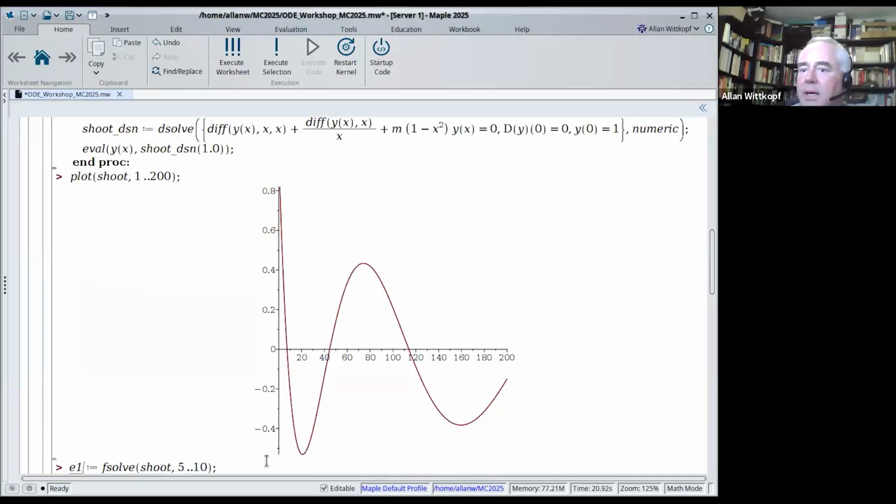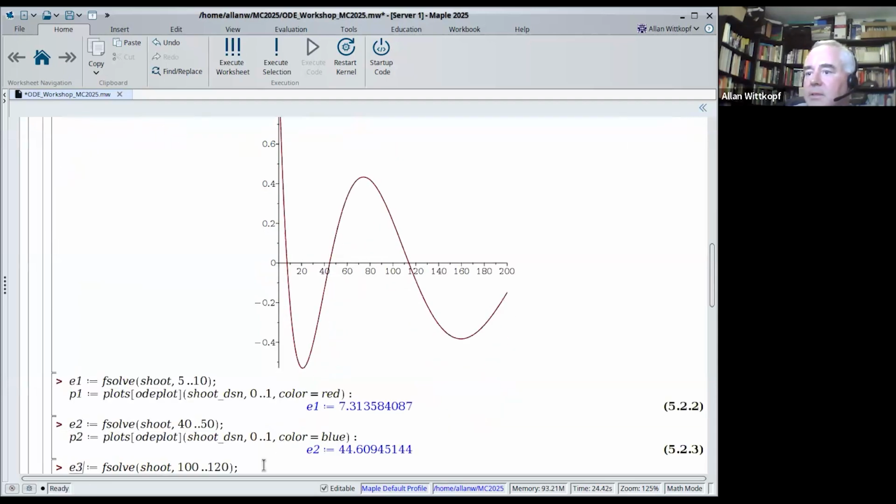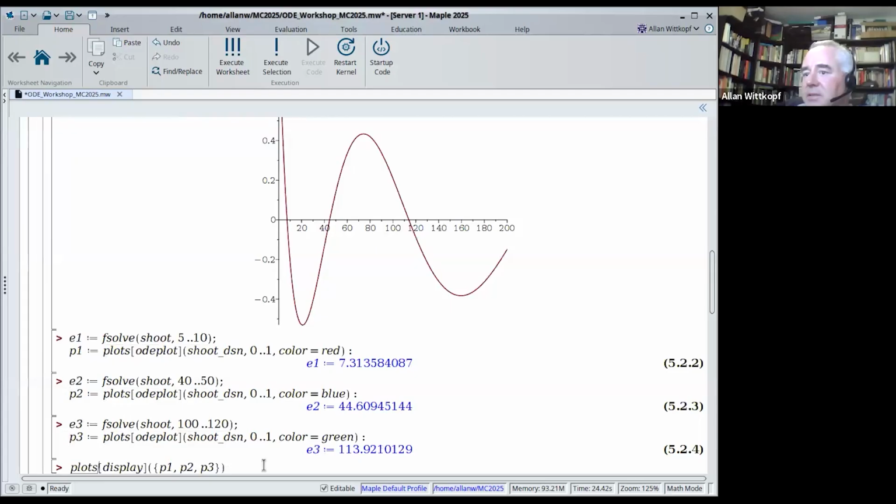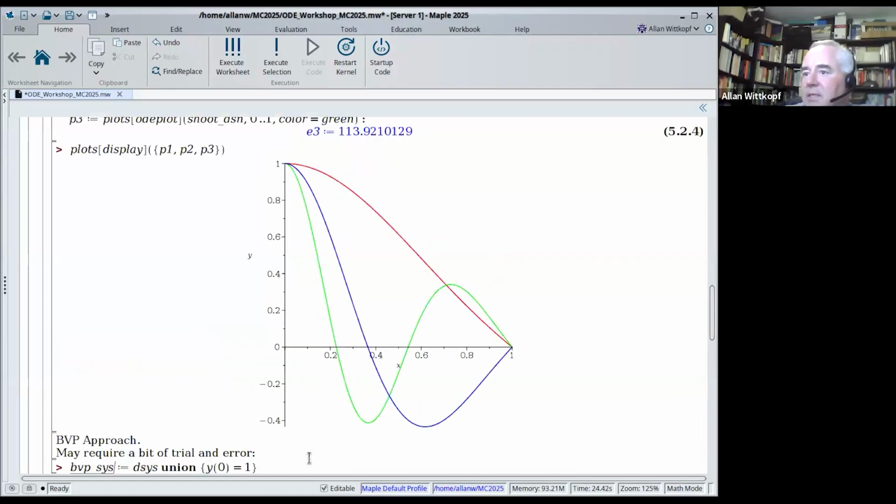And now, again, we can get solutions for the eigenvalues in those ranges. And we see, okay, we've got 3 possible values. And we've obtained plots on the way, just not displayed them until now. And we can display what the 3 eigenfunctions look like for this problem.